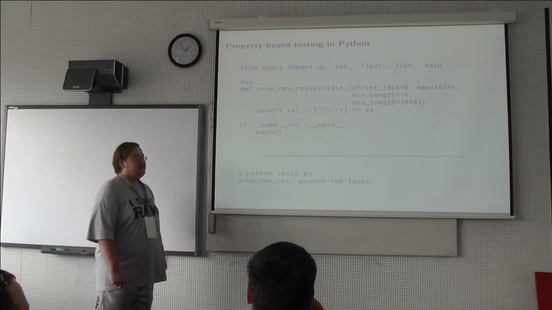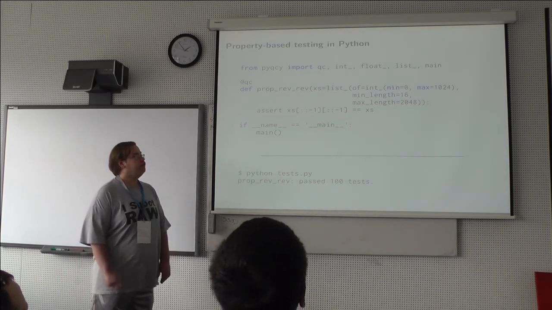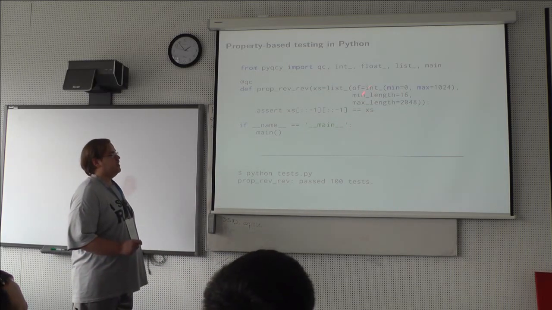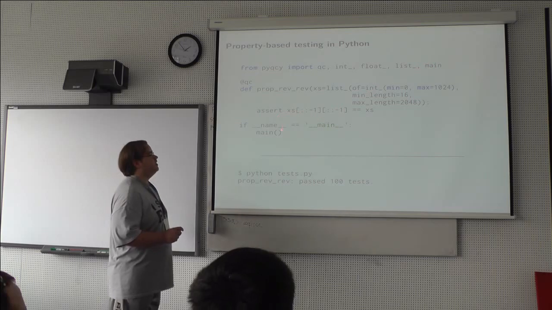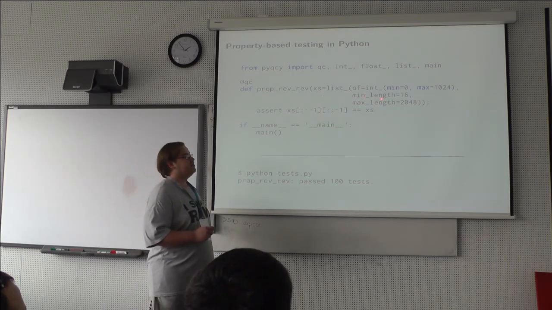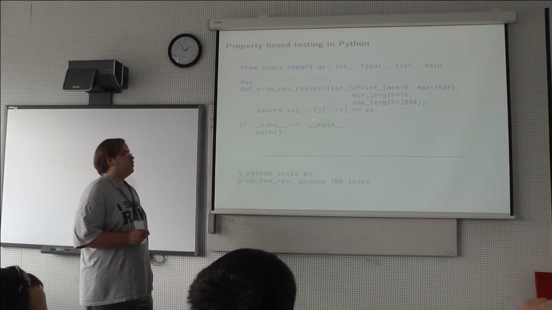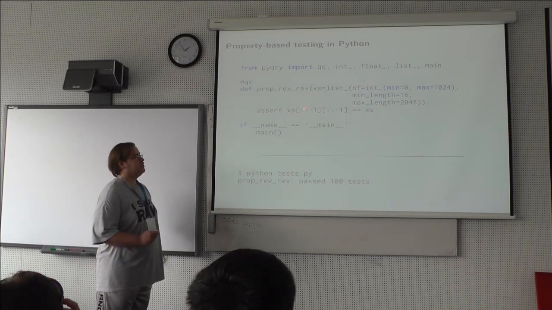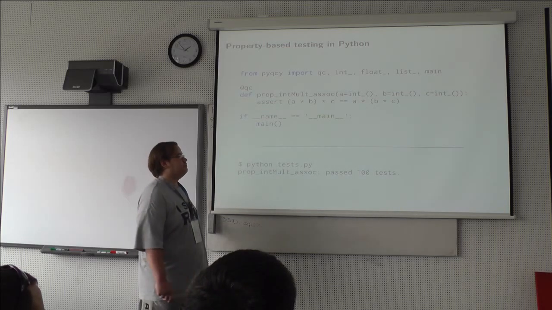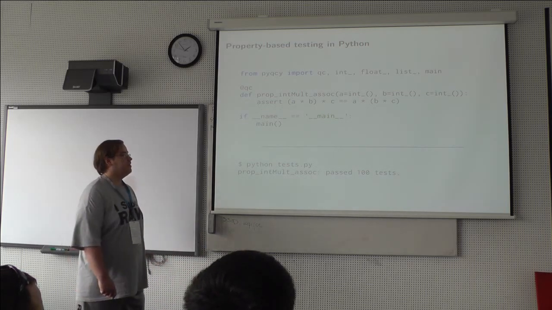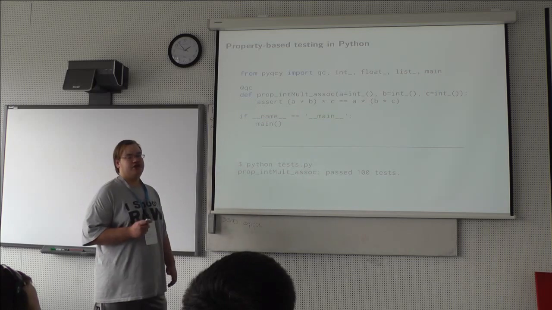So just as an example of using it in Python, I ported some of the examples that I just showed to Python. It's taking a list of integers from 0 to 1024, and it's reversing it twice here and making sure that it matches the original list x's up here. And we can see that it passes. And similarly with integer multiplication, same thing. Passes 100 tests.